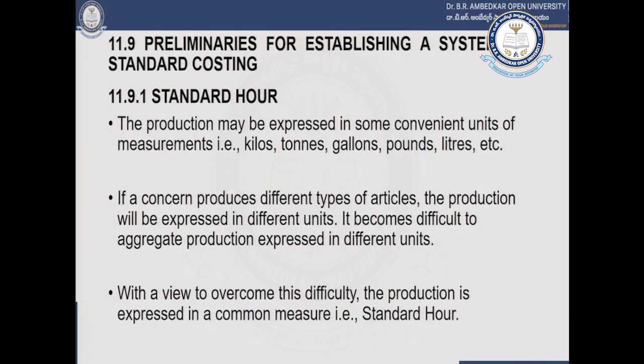And one more important concept is standard hour. What is standard hour? Why do we need to take standard hour into consideration in the standard costing system? See, for example, we will be manufacturing different types of products, and the unit of measurement may be different for different types of products. It may be kilos, or tons, or gallons, or pounds, or liters. So the quantity of the product may be different.